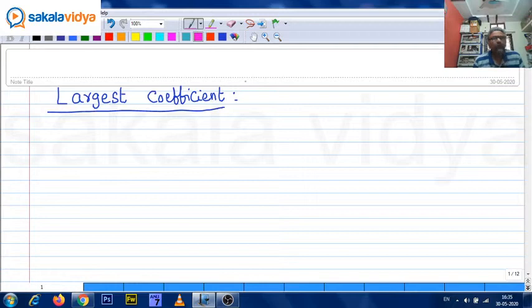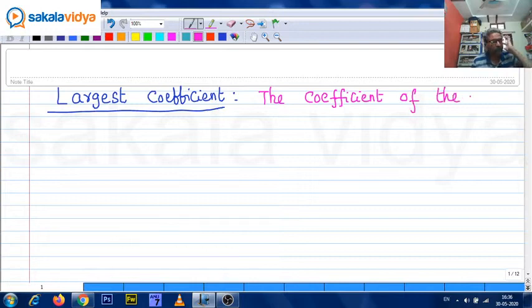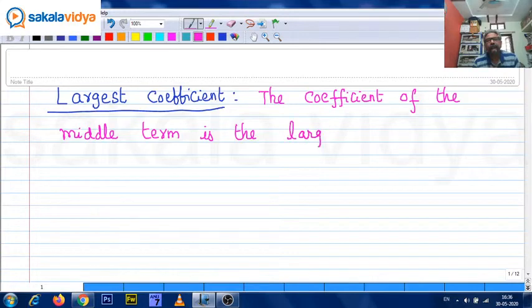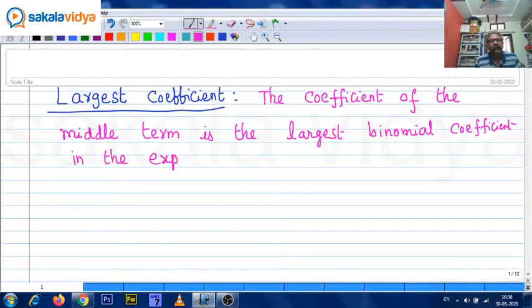The coefficient of the middle term is the largest binomial coefficient in the expansion of (x + a)^n.